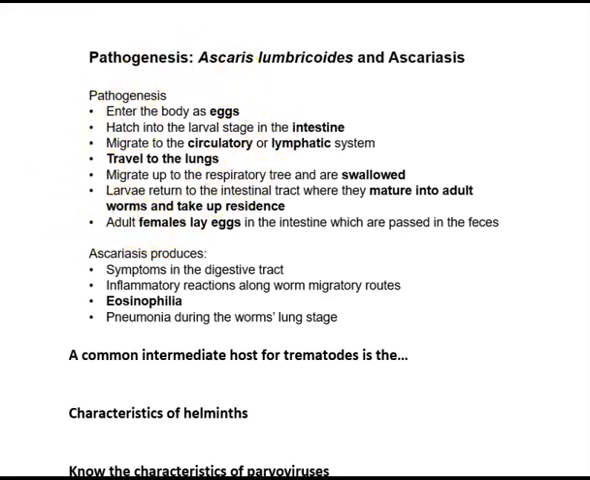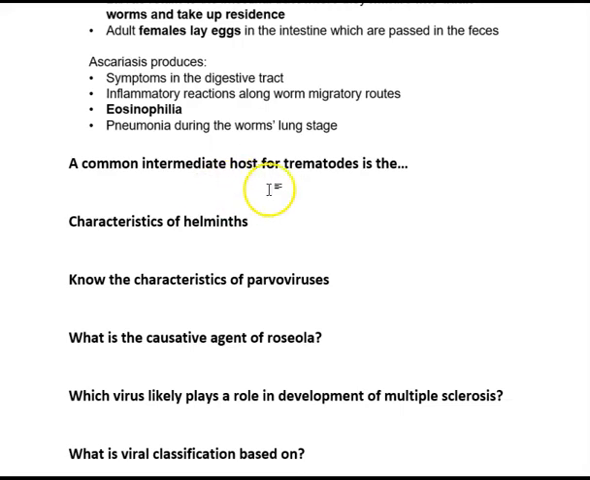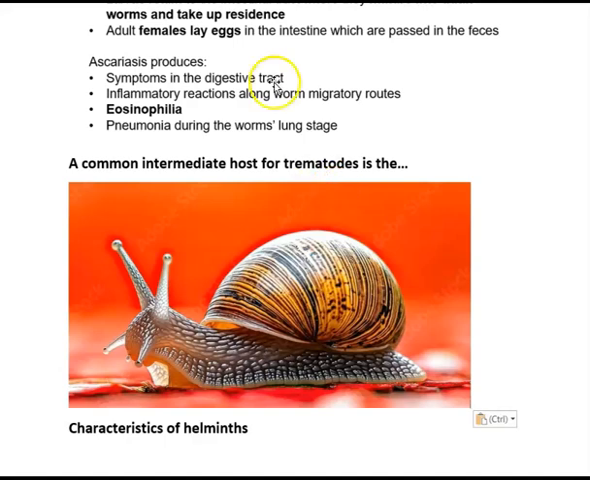A common intermediate host for trematodes, remember trematodes are the flukes. There's blood flukes, liver flukes, and lung flukes. And remember that the intermediate host that we talked about the most when it came to trematodes was the snail.